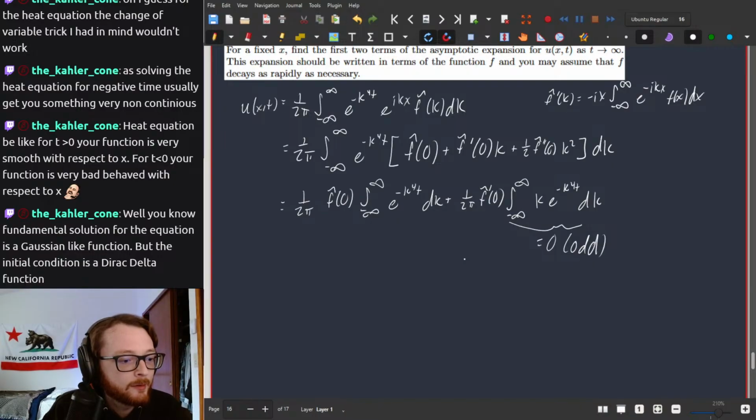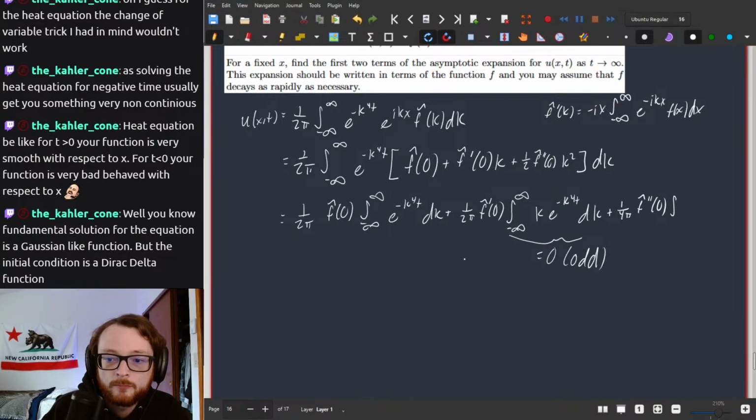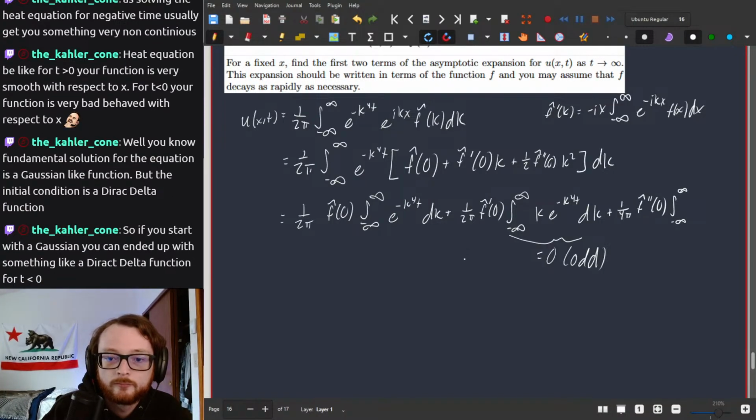The normal solution for the equation is a Gaussian-like function. This condition is a Dirac delta function. Oh, and that's how you get the weird stuff for negative time? With a Dirac delta initial condition? Something like that. Oh. Okay, never mind. That is weird.